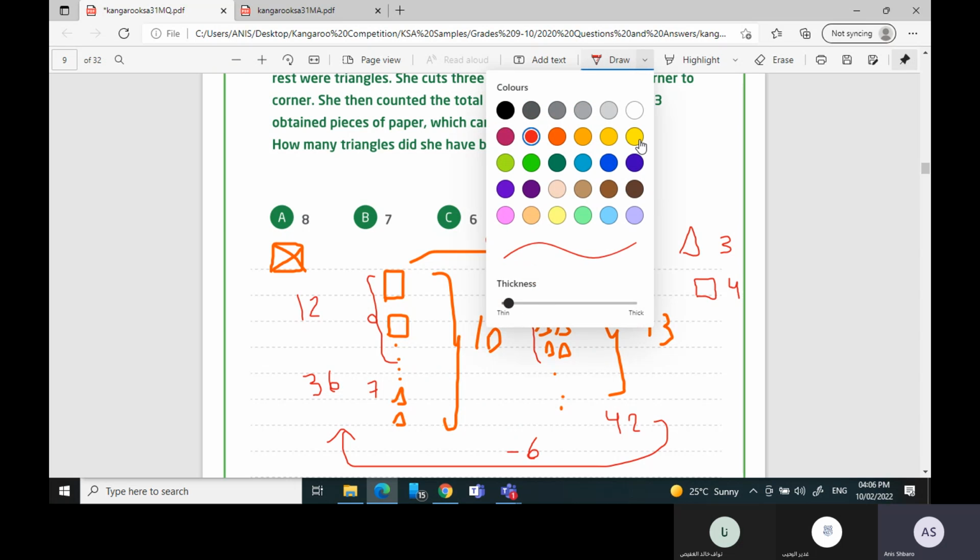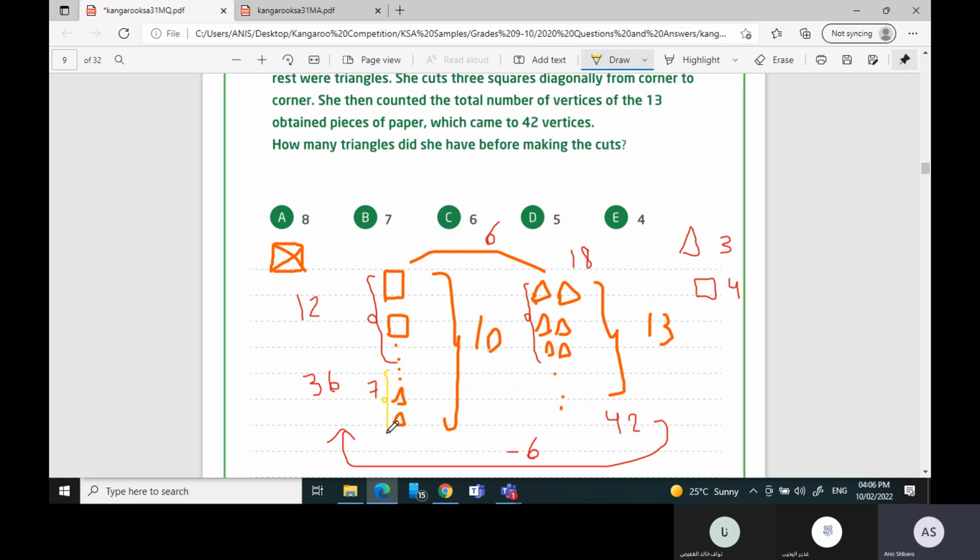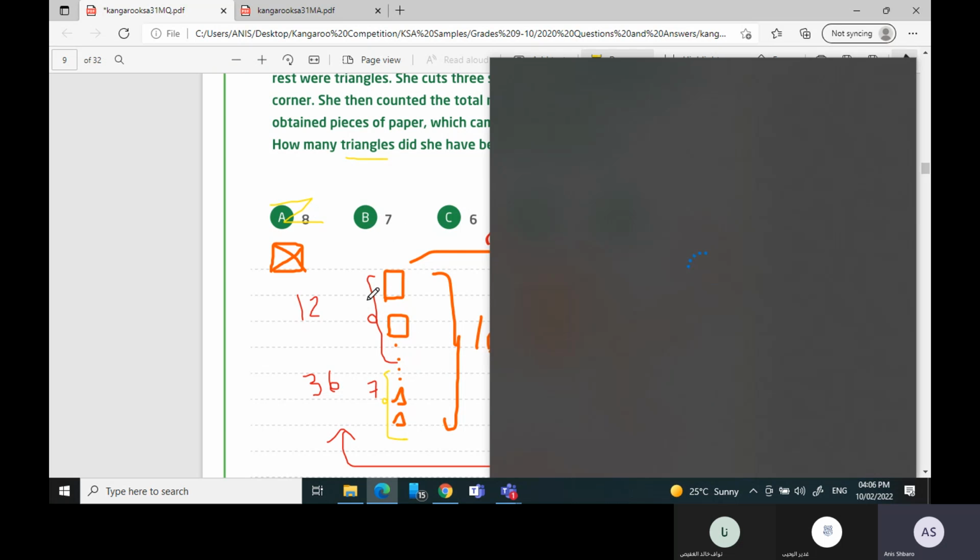Let me change the color. So here I have 7 different shapes. I don't know which shapes they are. I know that they are triangles and squares. So I need to figure out how many triangles she had before making the cuts. Of course, it's a number from 7 to 1. So let's look at my choices. I can take off this one because of course it's not 8, and I took 3 squares outside.